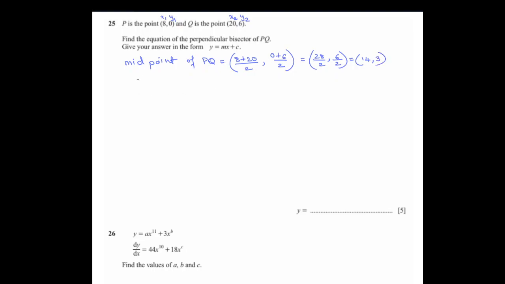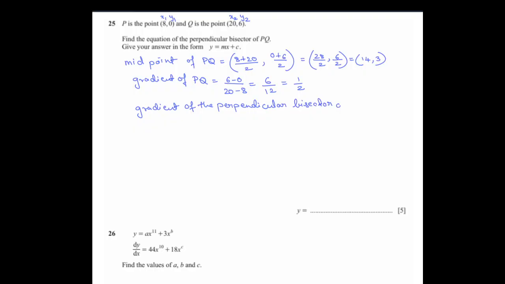This is the midpoint, and gradient of PQ will be y2 minus y1, this is 6 minus 0, by x2 minus x1, 20 minus 8, is 6 by 12, which is 1 by 2. So the gradient of the perpendicular bisector of PQ will be minus 2. The reciprocal of this and negative. So negative 2.